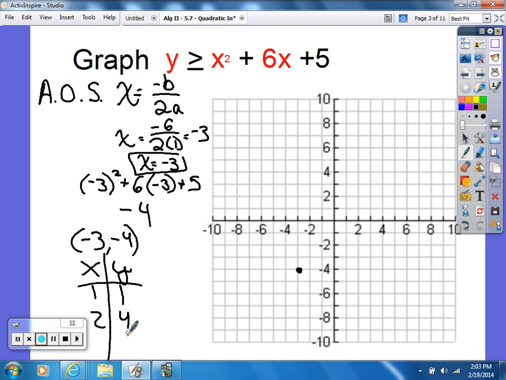So I'm going to graph that. I go over 1 and up 1 on both sides, and over 2, up 1, 2, 3, 4 on both sides.